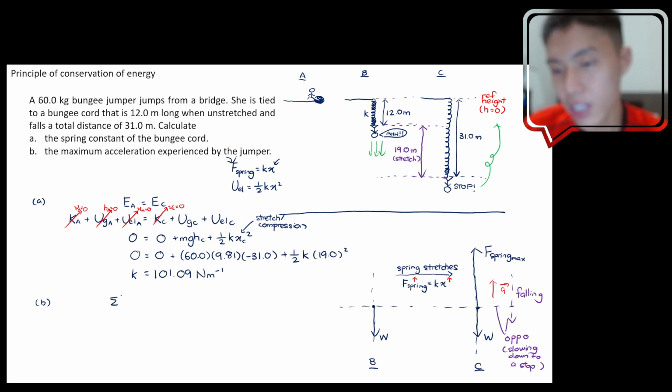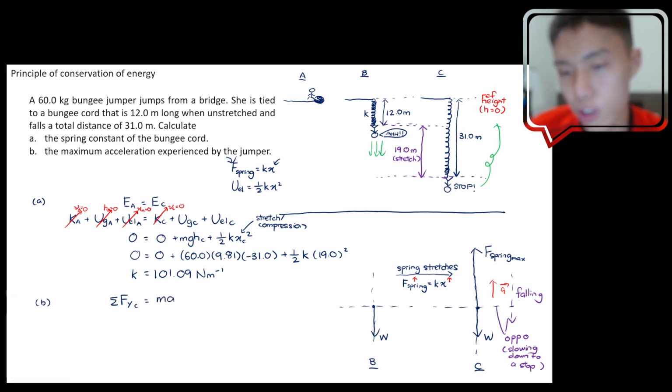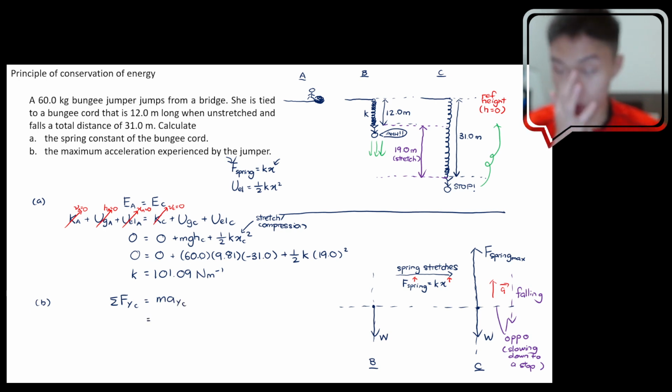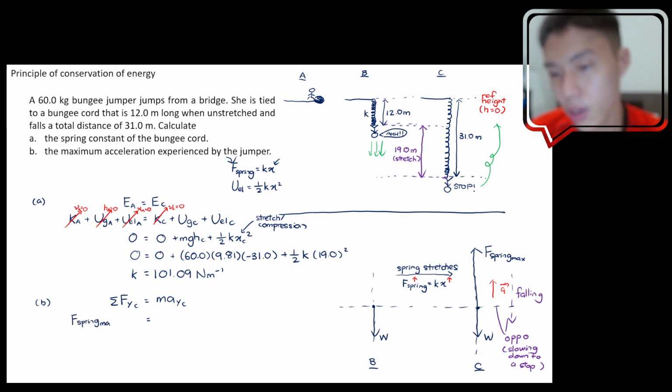So you need to find the net force at point C, and it's not equal to 0, it's equal to ma, because you cancel out the weight heavily and you still have a net force pointing upwards. So it's equal to may at point C. So you take the force in the same direction as acceleration, which is F spring max, minus the force in the opposite direction to the acceleration, which is W. So you have your F spring max minus W, and it is equal to may.